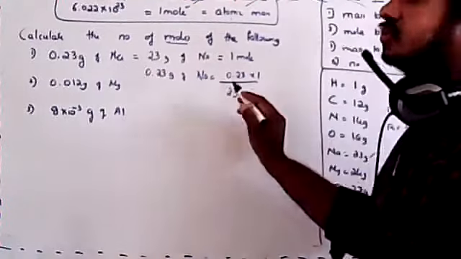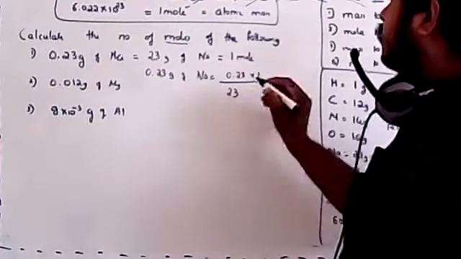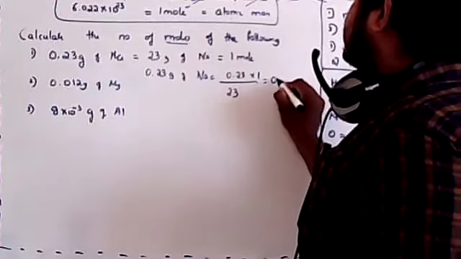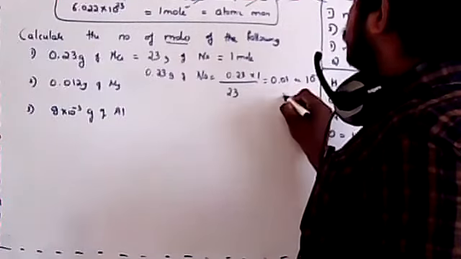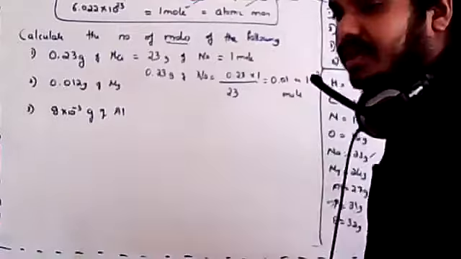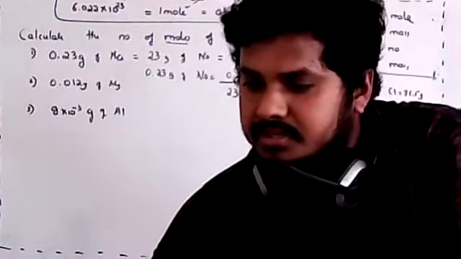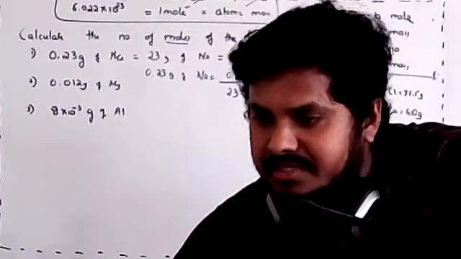So if you write this 0.23 as 23 into 10 to the power minus 2, they will cancel out. What remains? Either you can write it as 0.01 or 10 to the power minus 2 mole. Okay, 0.01. Yes, Narayan, very good. Yes, Shravan, right? Yes, Sanjana, very good. Yes, Aditi, now it is correct.